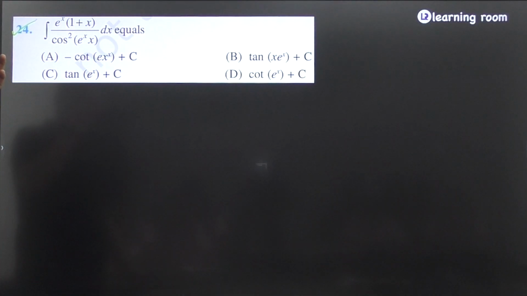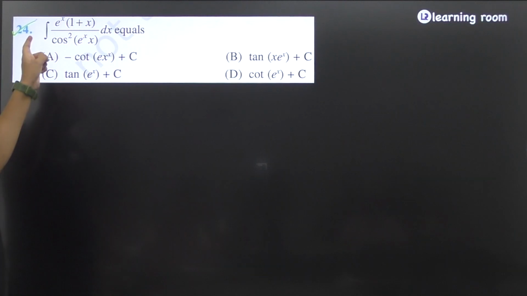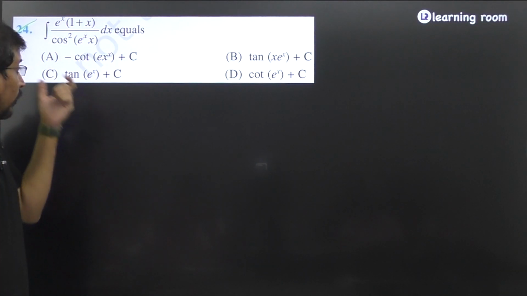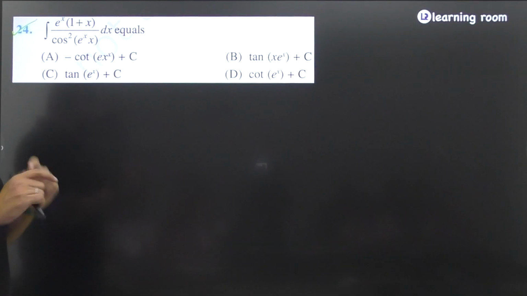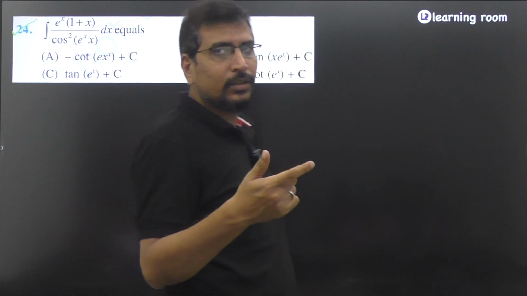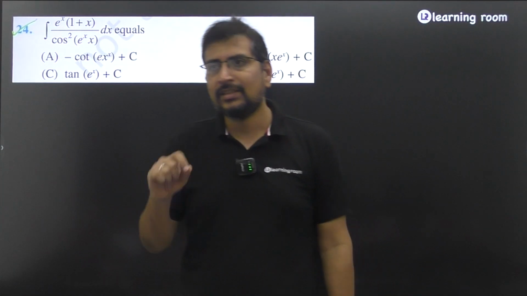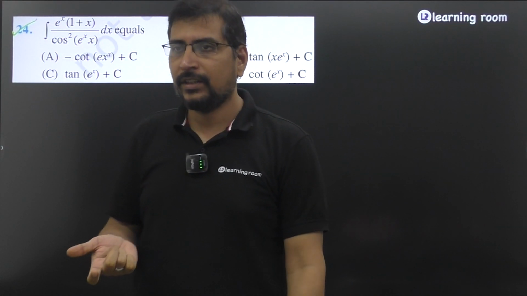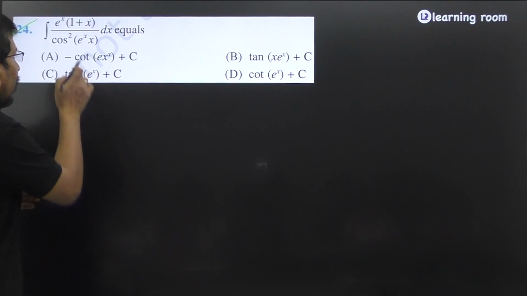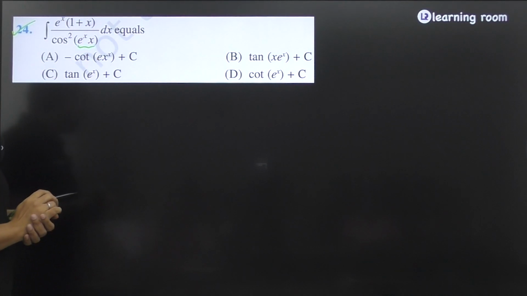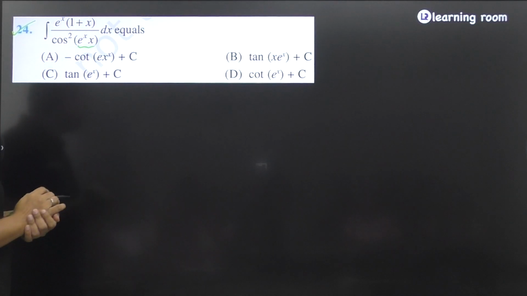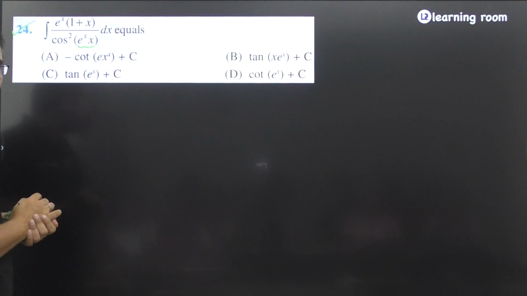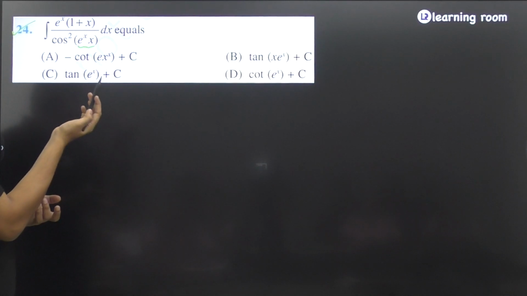So if you look at the 24th problem, it is integral of e power x into 1 plus x divided by cos square of e power x into x. See, whenever you have anything inside the trigonometric function other than x, mostly that will be taken as t. So here, if you observe, if you take e power x into x as t, the numerator is the derivative of it. Make sense? So it is e power x into 1 plus x.